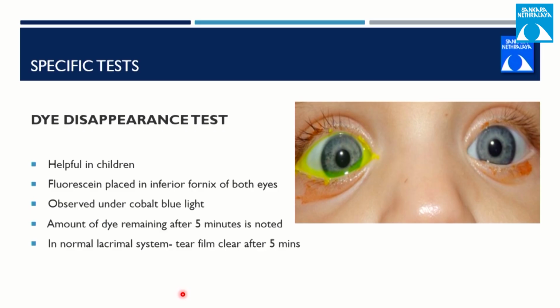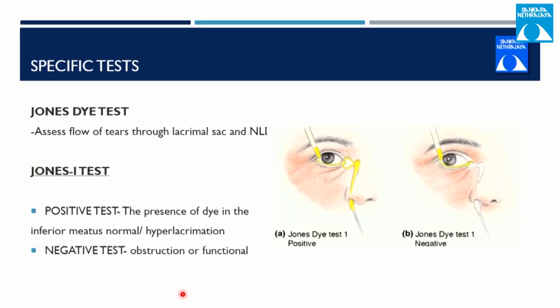The next is the dye disappearance test, which is very helpful in examining children. The fluorescein is placed in the inferior fornix of both the eyes and is observed under the cobalt blue light. The amount of dye remaining after 5 minutes is noted. In a normal lacrimal system, the tear film clears after 5 minutes. In case of any obstruction, it stays longer. Then the Jones dye test, which assesses the flow of tears through the lacrimal sac and the NLD.